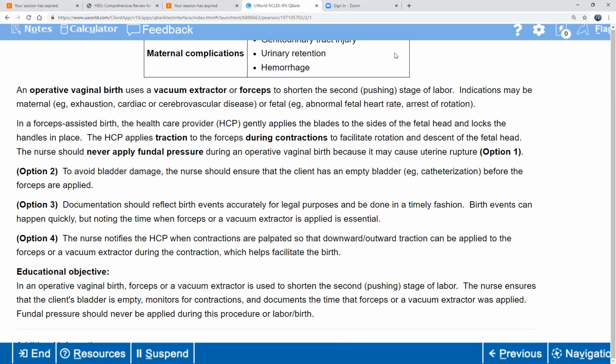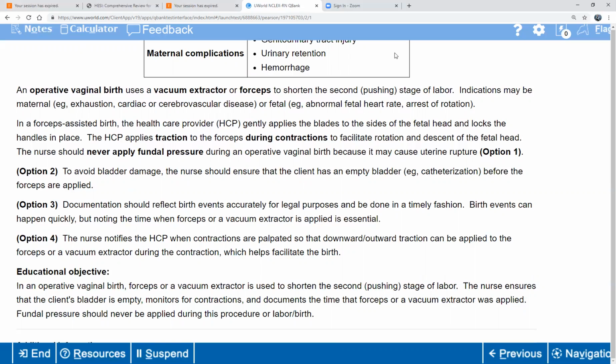Number 2 was exactly what I said, so that we don't damage the bladder. You want to make sure that you catheterize the patient before you use forceps. Number 3 was exactly what I said. For legal purposes, you want to make sure everything is documented.